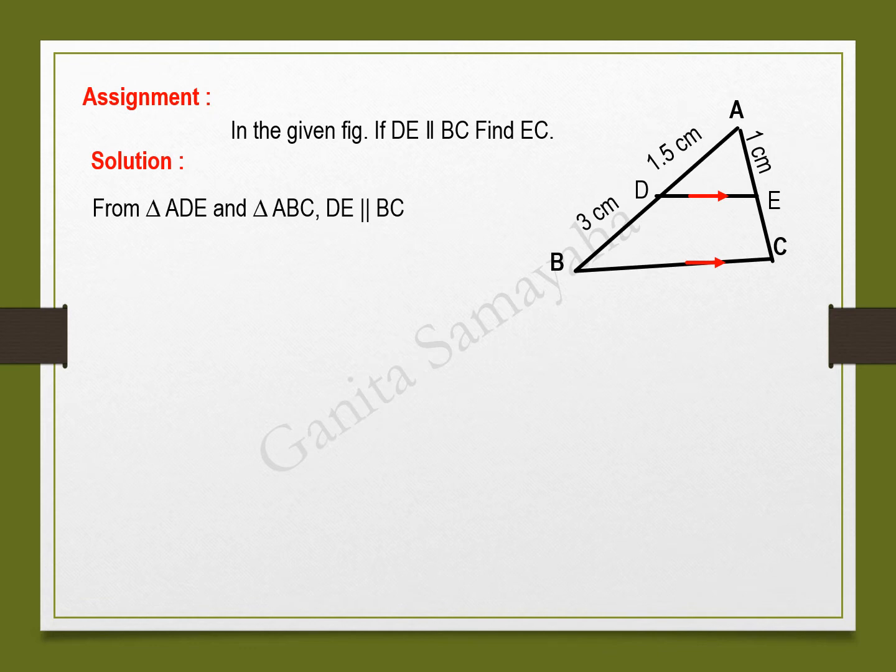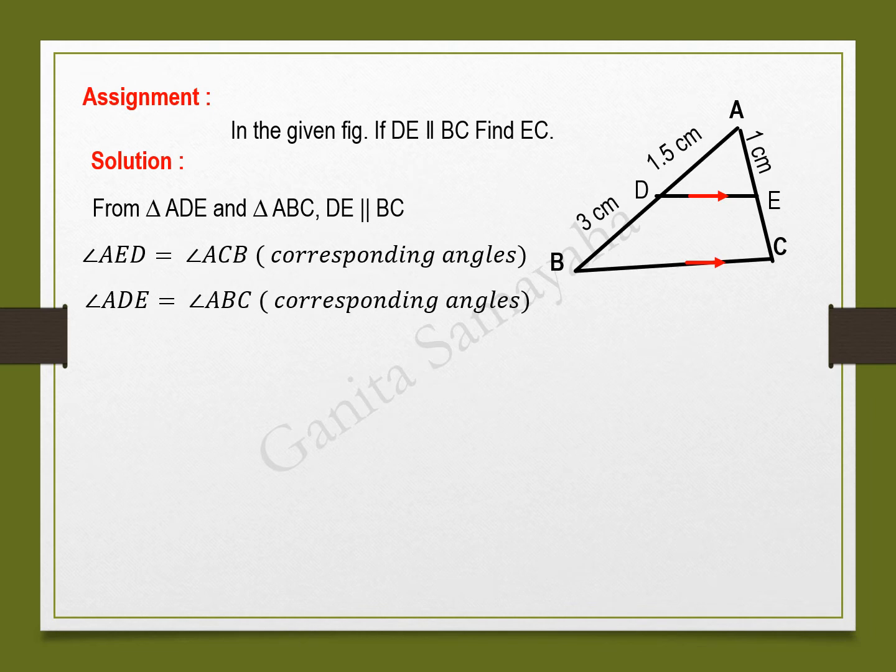From triangle ADE and triangle ABC, we have DE parallel to BC. So, what else do we have because of this? Yes, angle AED is equal to angle ACB. We just now discussed. Reason, corresponding angles. We need to write the reason whenever we make any statements like this, children. Is it clear? Next. Yes, angle ADE is equal to angle ABC. Again, they are corresponding angles.